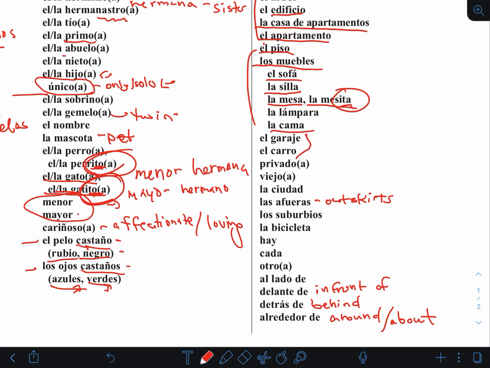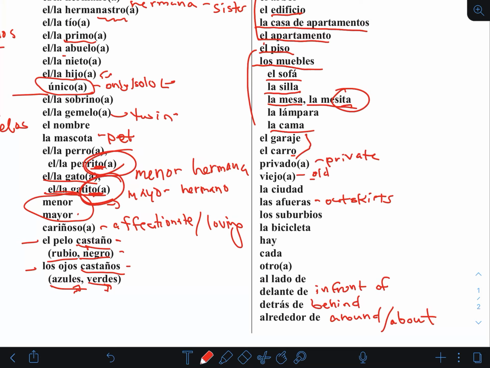So now we're moving into the garage. El garaje is the garage. El carro is car. You probably have maybe heard coche before as well. That could also be a car. Privado would be private. It's pretty self-explanatory. Viejo or vieja is old. Okay. La ciudad, city. Okay.